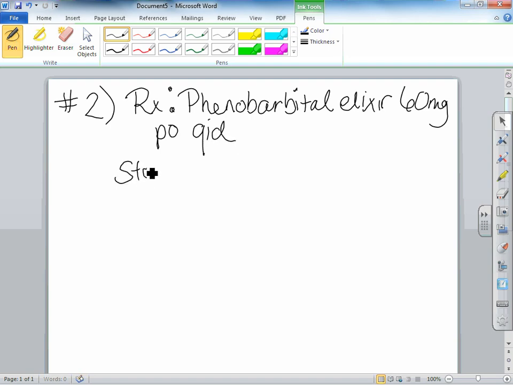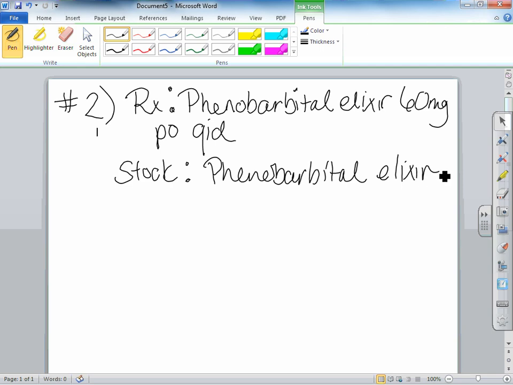What you have in stock, if you look at that label, you have phenobarbital, and right below the name, that phenobarbital elixir, right below it, it says, in small writing, the strength is 20 milligram per 5 milliliters. So what that means is that for every 5 milliliters, there's 20 milligrams. All right. So the very first thing you guys need to do is that it's asking for us to interpret the order.